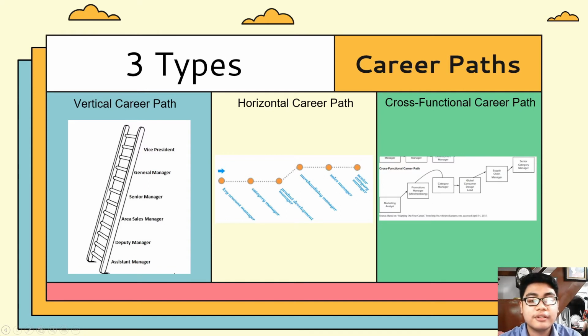Another type is the horizontal career path. It is far different from the first type, which is the vertical career path.